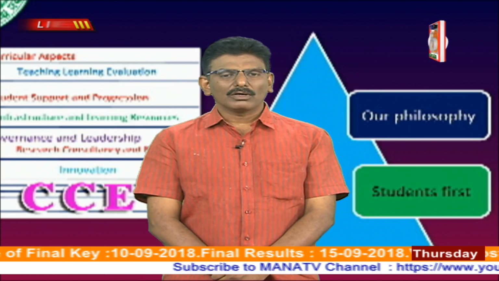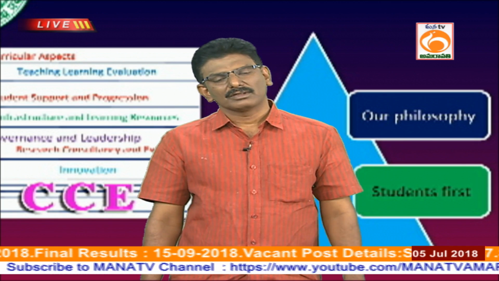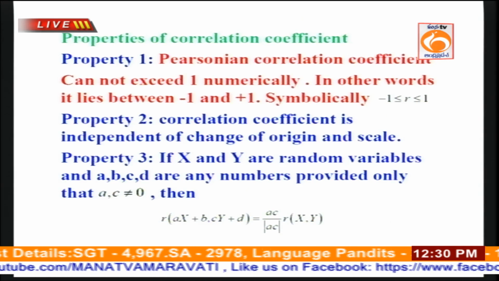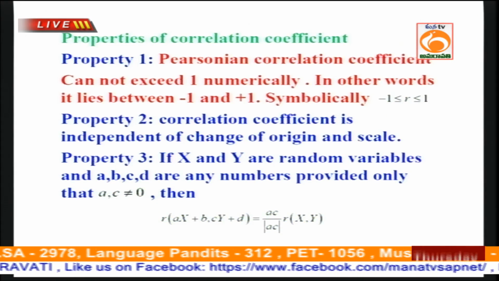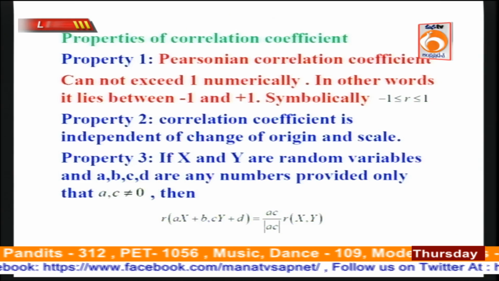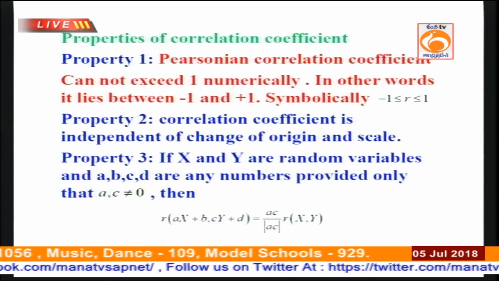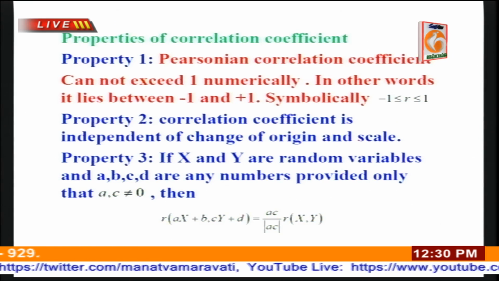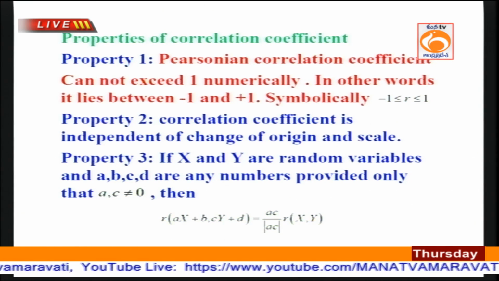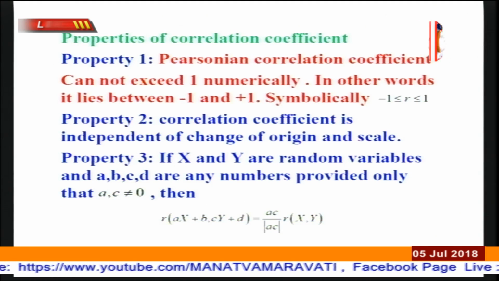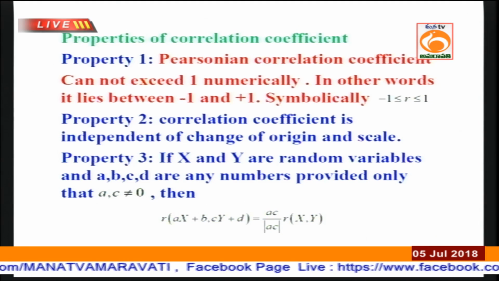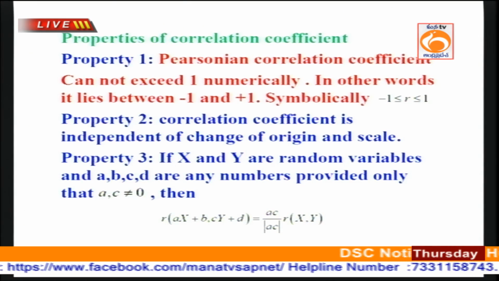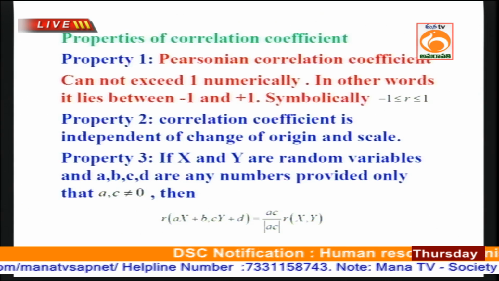Next, the concept is the properties of the correlation coefficient. Several properties are there, and all are very important to solve any problem related to correlation analysis. The first property: the Pearson correlation coefficient cannot exceed 1 numerically, that is, symbolically, it lies from -1 to +1, both included. Suppose r equals +1, the variables are perfectly positively correlated. If r is equal to -1, perfectly negatively correlated. If r equals 0, there is no correlation.